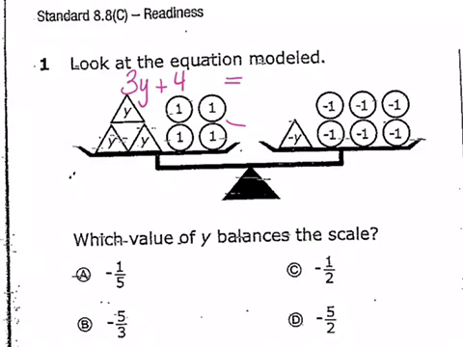Since it's an equation, I've got this scale. They're balanced or at the same level. On the other side, I have one triangle with a negative y in it. Negative 1y, or just negative y. And then I've got 6 with negative 1s in them. Plus negative 6. You could do plus negative 6 or just minus 6. That would be the same thing though.